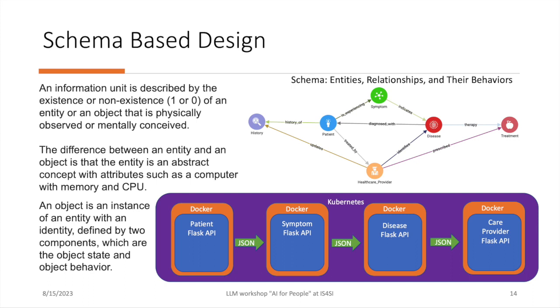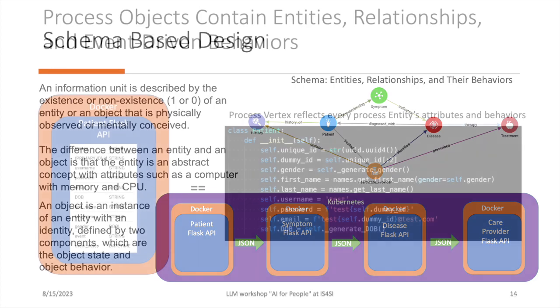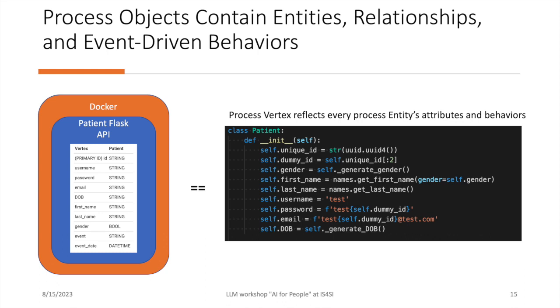Each entity is constructed into its own containerized process, which receives and sends data related to the object instance in which the process entity is modeled after. These changes are then relayed across the network, updating the state of any dependent entities, relationships, and their behaviors. Each process object is a digital model of a knowledge entity.